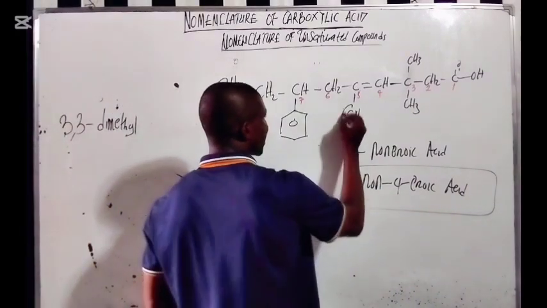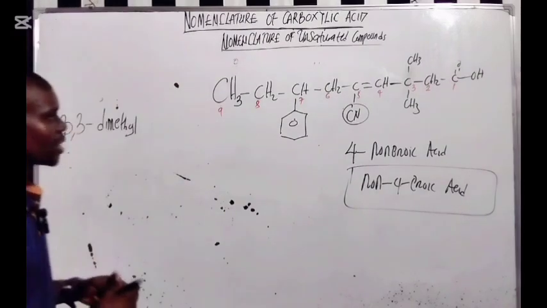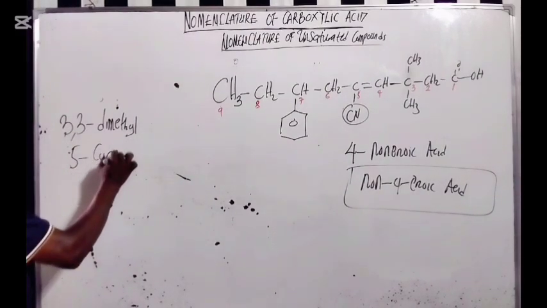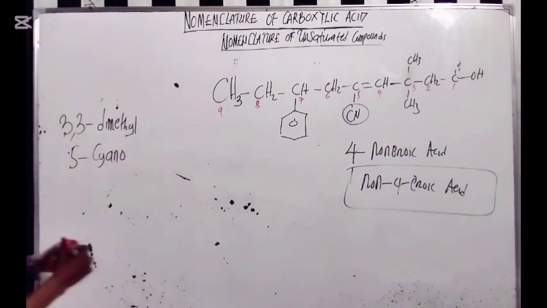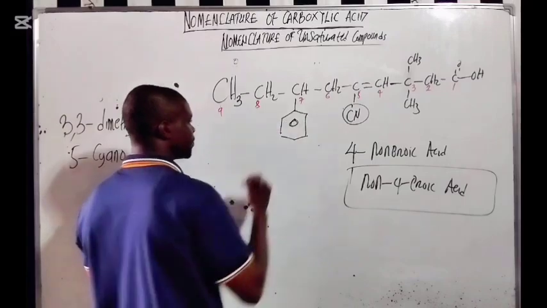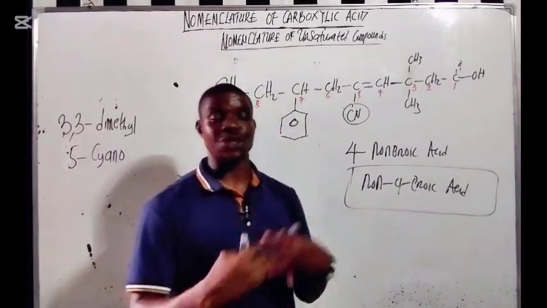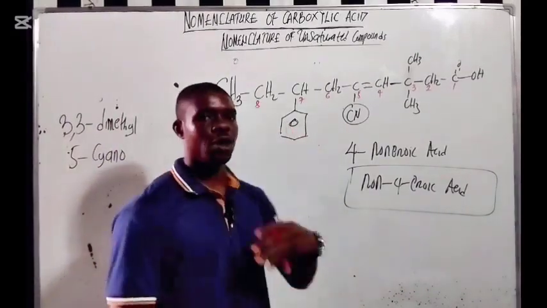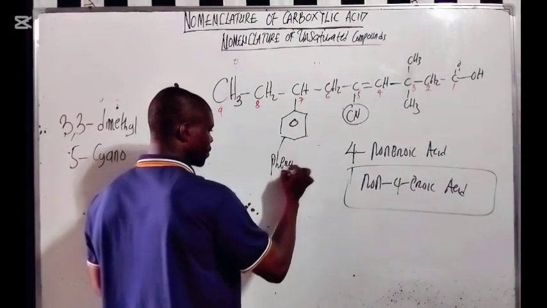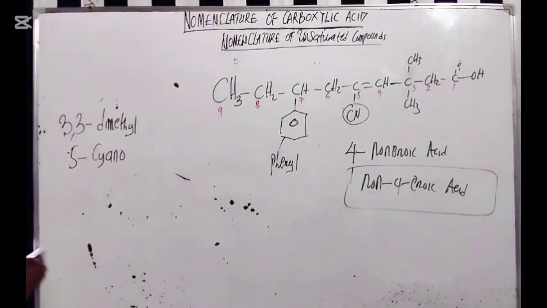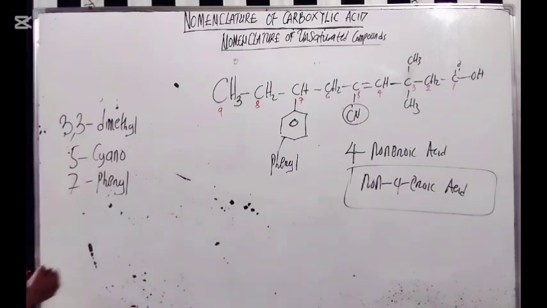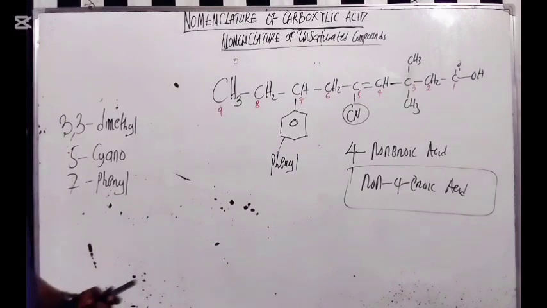The next thing I want to look at is this group, called a cyano compound. It's at carbon number 5, so it's going to be 5-cyano. At carbon number 7 we have phenyl. Whenever a benzene is a substituent, it is called phenyl. So it will be 7-phenyl. Now let's arrange them alphabetically.